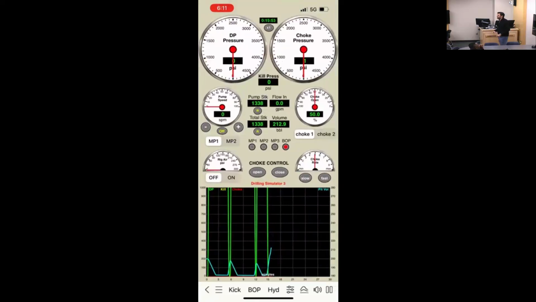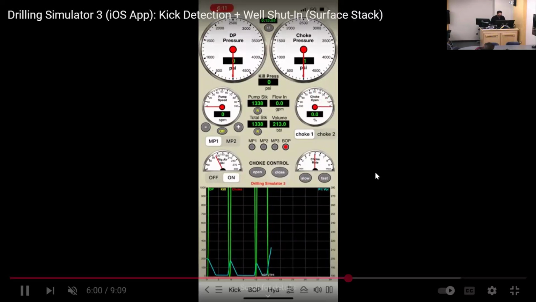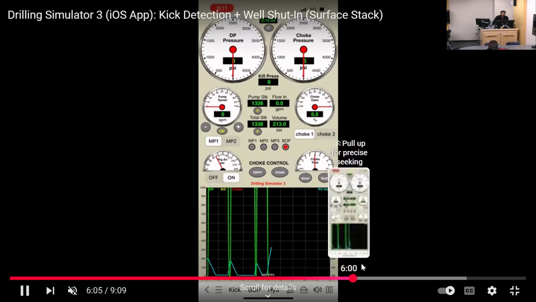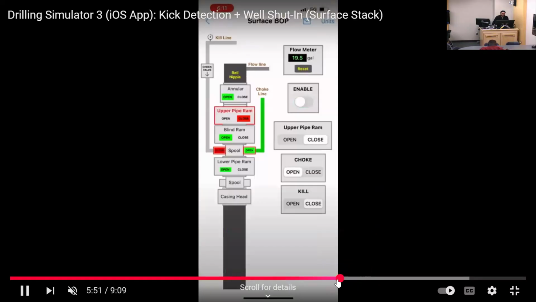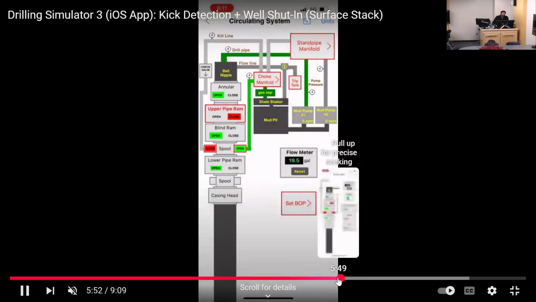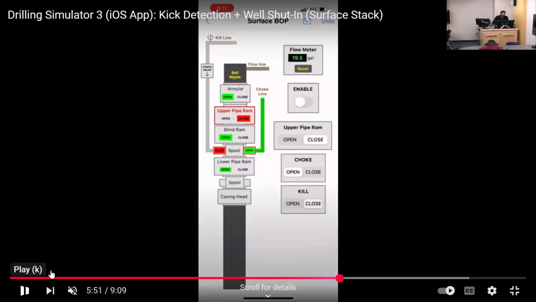We'll go through that in module 4, but this is how it happens on the drilling rig. I need to follow a procedure to shut in the well, and we will go through that another time. But basically, when you hit enable, you enable the air to go to the blowout preventers. You shut in the upper pipe ram.